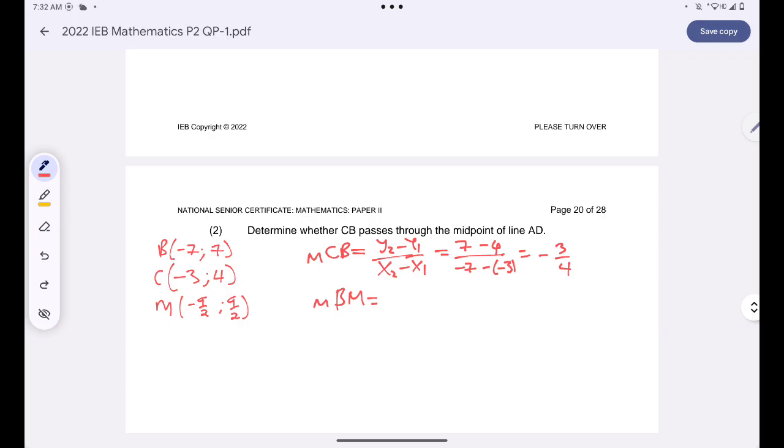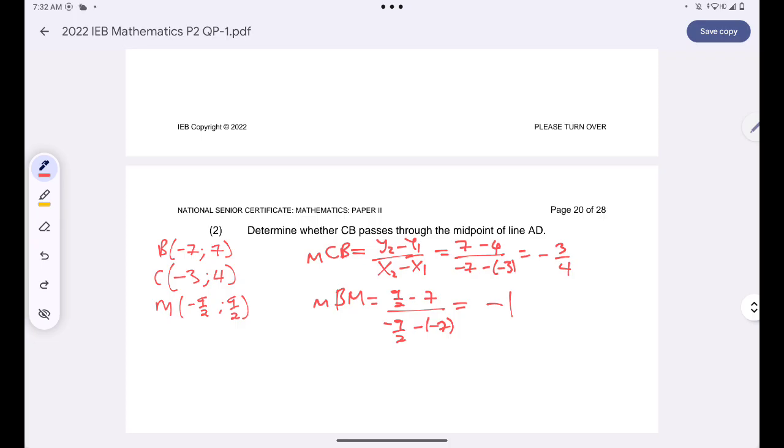Obviously we'll say y2 minus y1, right? Let's just get right into it. I'll just say 9 over 2 minus 7 all over negative 9 over 2 minus negative 7. So this will give us 9 over 2 minus 7. Let me just punch my calculator. 9 over 2 minus 7 all over negative 9 over 2 minus a negative 7. This will give me negative 1 is my gradient.